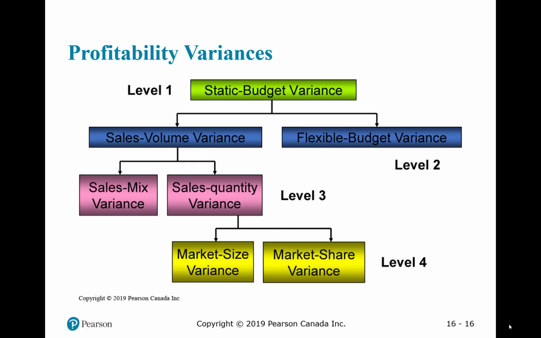Reasons like your cost of materials went up or your cost of labor went up. Maybe your employees weren't as efficient as you expected them to be. Now, in this course, we are going to be looking more at the sales side. And the first variance we're going to look at is what's called the sales volume variance, under which lies both the sales mix and sales quantity variance.